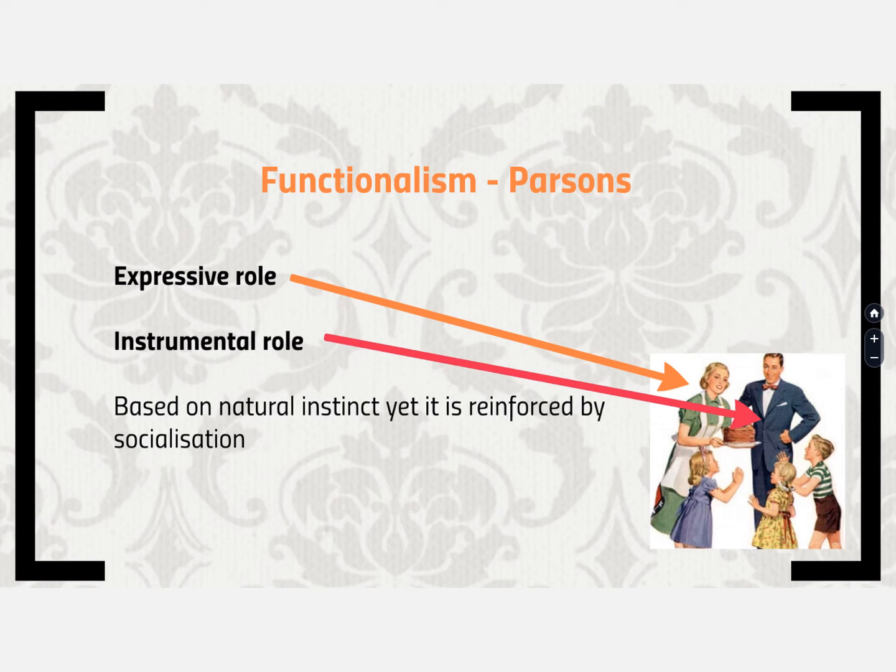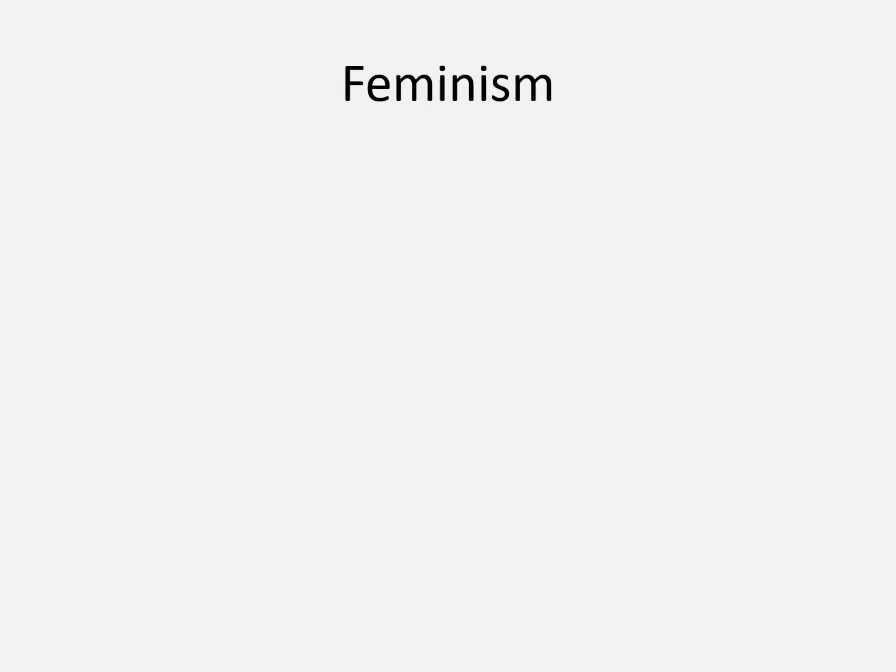Now, I'm sure you've all been able to remember this, as we've mentioned them hundreds of times in class. Parsons believes that men play the instrumental role in the family. The man should act as the breadwinner. He goes out to work in order to financially support the family. That is his function. Whereas women play the expressive role, or the housewife, looking after the children and the husband, because this is her function. Functionalists believe that this is based on natural instinct, but is also reinforced during socialisation.